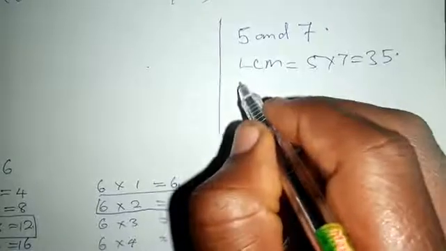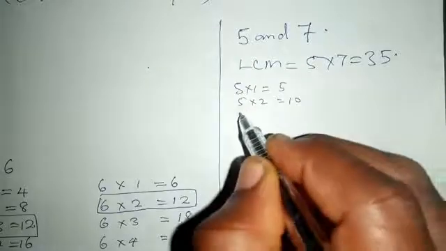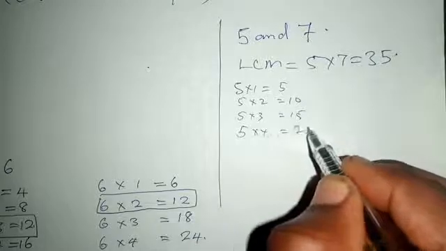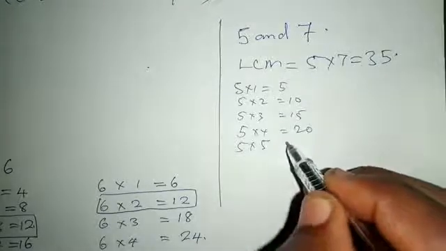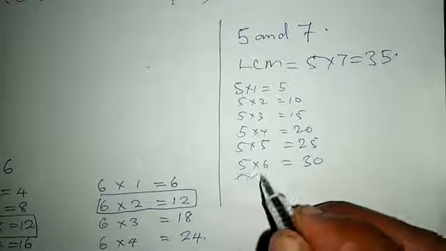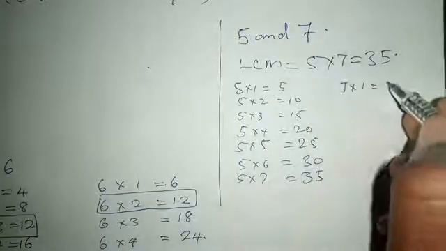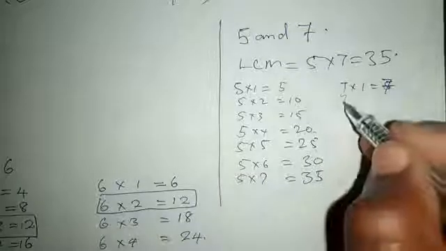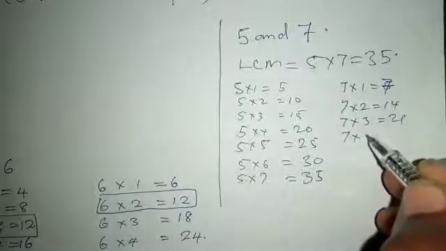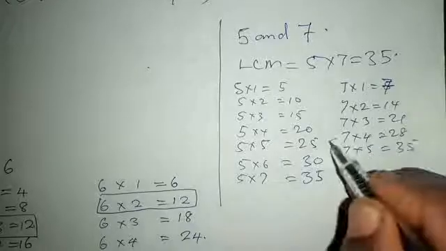For example, if you keep on multiplying 5 times 1, 5, 5 times 2, 10, 5 times 3, 15, 5 times 4, 20, 5 times 5, 25, 5 times 6, 30, 5 times 7 is 35. And then you do that for 7. 7 times 1 is 7, 7 times 2 is 14, 7 times 3 is 21, 7 times 4 is 28, 7 times 5 is 35. So you realize that 35 is the first common multiple.